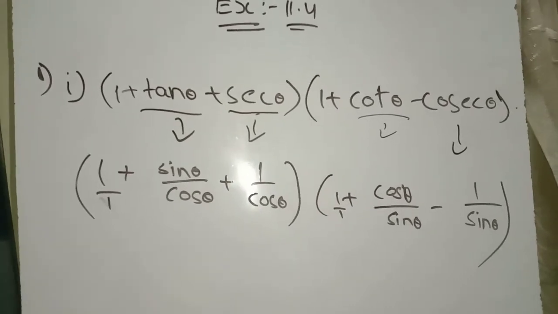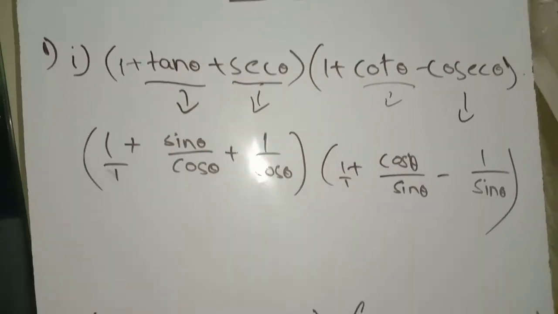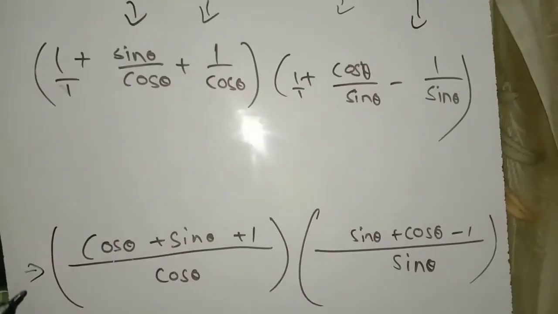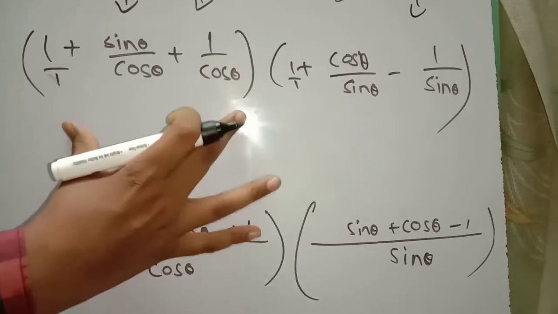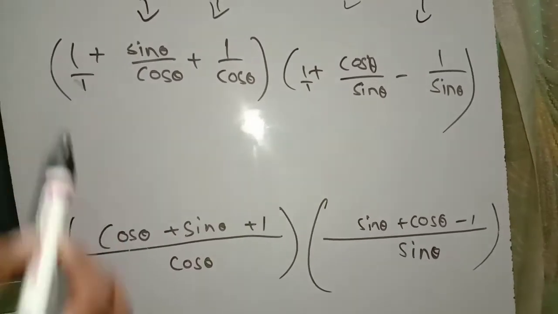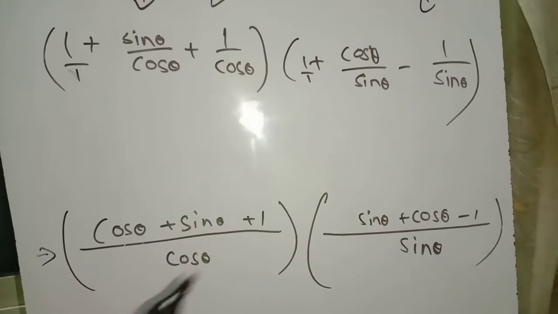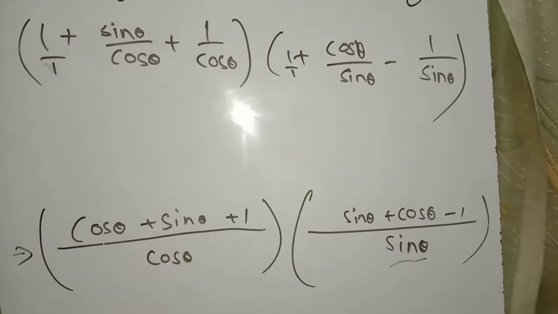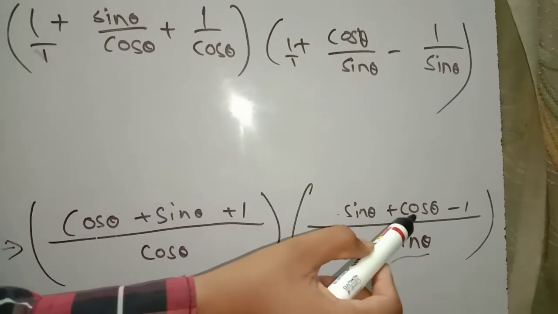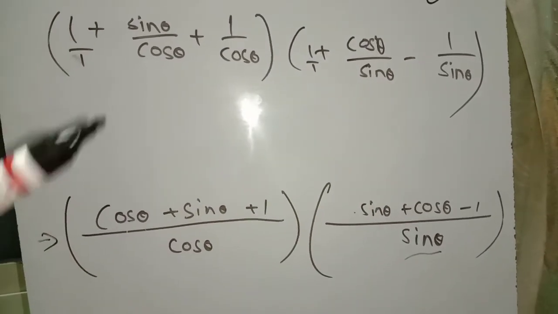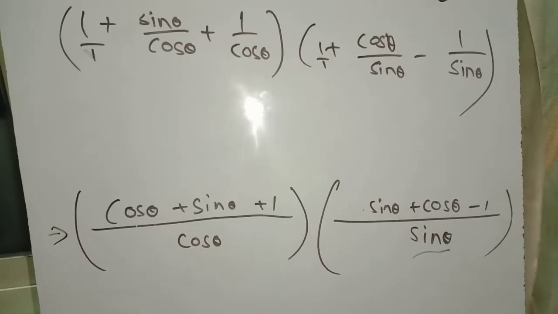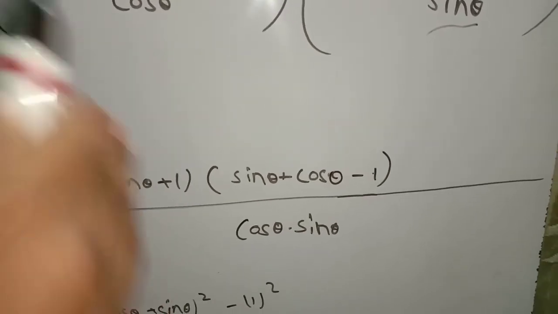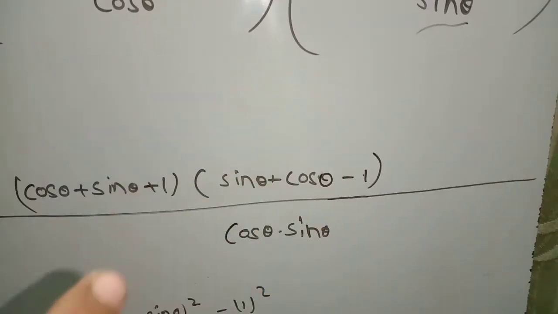Here the LCM of this whole, now this step is going to be this step. So the LCM is going to be cos theta for this part, and the numerator becomes cos theta plus sin theta plus 1. And here in this part the LCM is going to be sin theta for all, and here the numerator becomes sin theta plus cos theta minus 1. So if we multiply both terms, it becomes cos theta into sin theta in the denominator, and here cos theta plus sin theta plus 1 times sin theta plus cos theta minus 1.